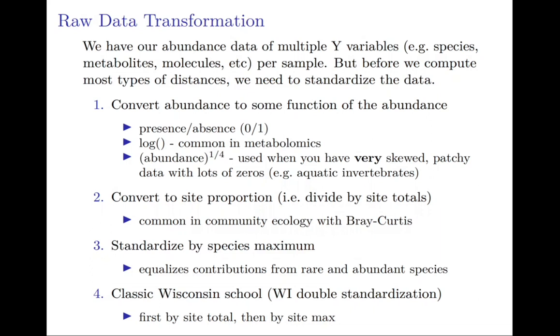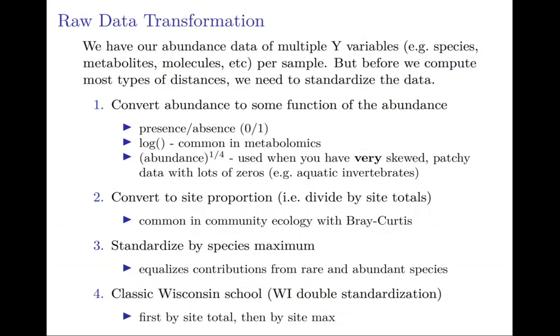A lot of times you'll want to use log if your values are really all over the place. Metabolomics commonly uses that. You can also use your abundance to the 1/4 power. I don't see this quite as much, but it can be used when you have extremely skewed data and it's patchy and you have a lot of zeros. Some examples are aquatic invertebrates, but again, use this with caution. If your field is accepting of it, then I would say that's a good one to use.